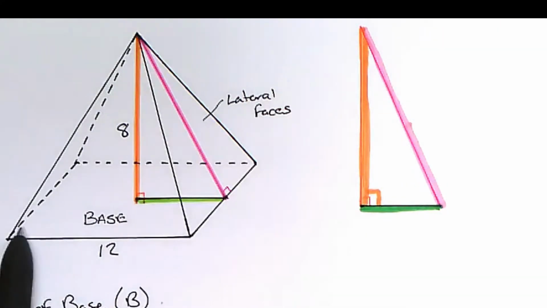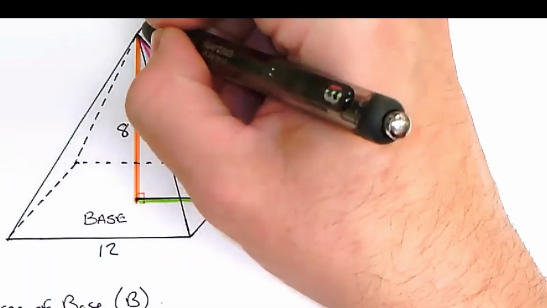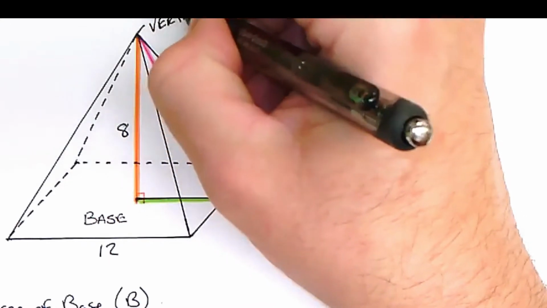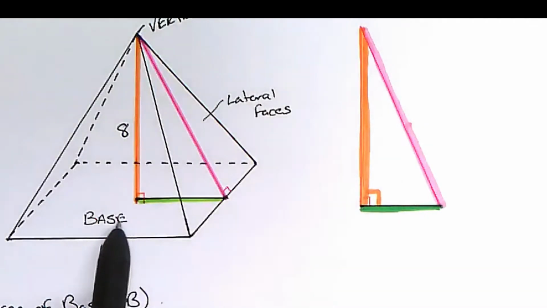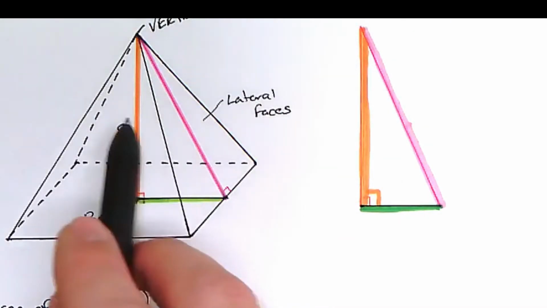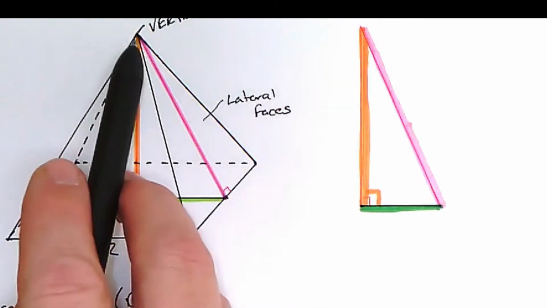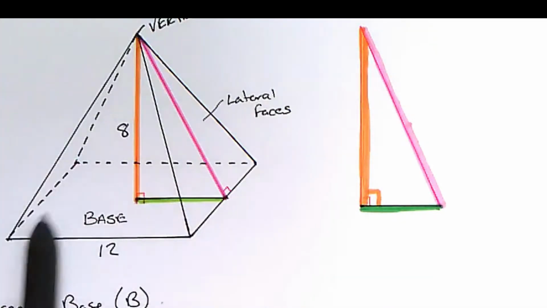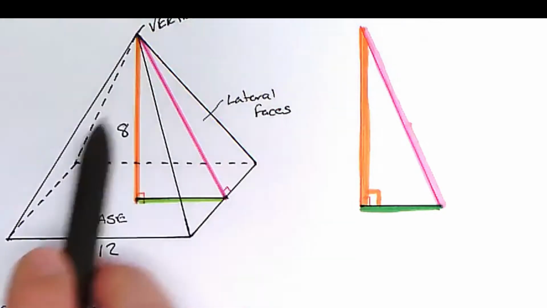From the base, the lateral faces angle upward, and they intersect at this apex, which we call the vertex of our pyramid. So we have one base, we have lateral faces equal to the number of sides of the base, and opposite the base, the lateral faces come together at a vertex. Now, because the faces come together at this point, each of our lateral faces is a triangle.